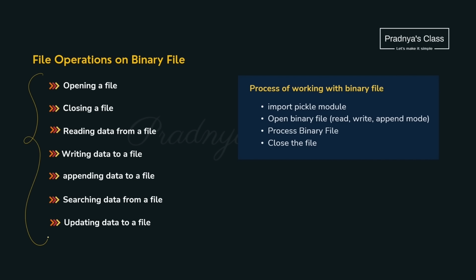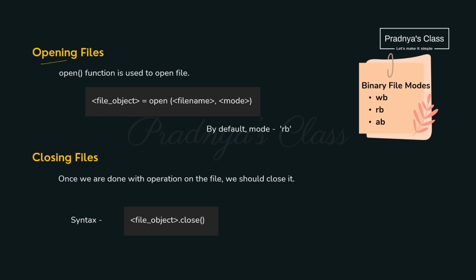Alright, here are the different operations which we are going to discuss in case of binary file. These 5 operations we have already discussed in case of text file. So you are familiar with these 5 operations. Along with that, 2 more operations we are going to discuss: searching data in a file and updating data. The first 2 operations, that is opening the file and closing the file, will be same as text file.